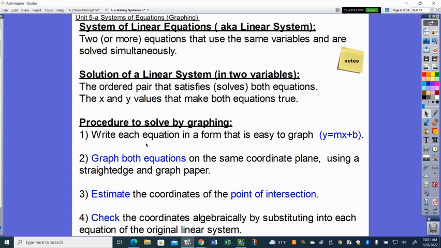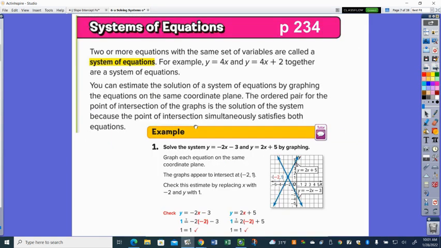The first thing is we need the equation to be in the form that's easy to graph, y equals mx plus b. We'll talk a little bit at the end about what if it isn't. You graph both on the same coordinate system using a straight edge and graph paper. You estimate what you think the point of intersection is, and then you check it by putting those numbers, the x and y, in both of the equations to see if it's true. Kind of like the check we did back in Unit 3.